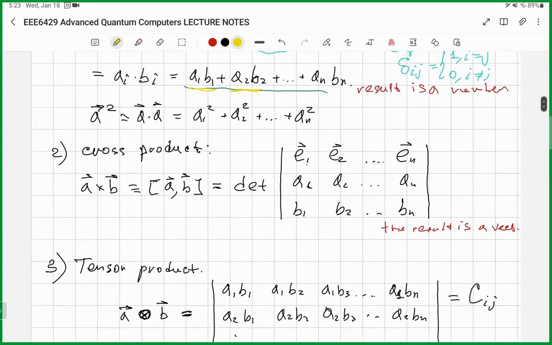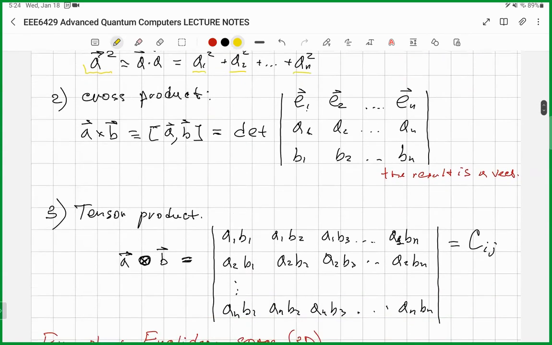And in the particular case when I find the square of a vector, the product of a vector by itself, it will give me the squares of each component of the vector, which is basically the Pythagorean theorem.